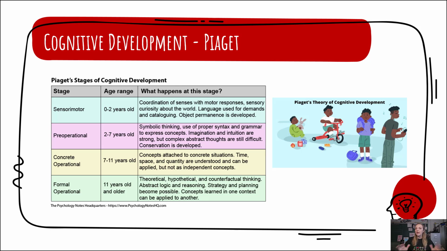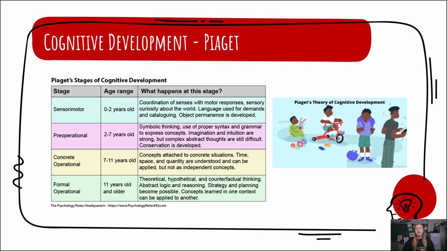So this is preschool age and kindergarten age. During this time period, children are starting to use symbolic thinking. So they're really starting to put words or phrases to describe objects. They're naming things. They're also starting to use proper syntax and grammar to express concepts that they know. They're using sentences to explain what they know about the world. During this stage, there's also an idea of imagination and intuition that start to become a major part of their development and their play. However, the child still really struggles with abstract concepts and hypothetical thinking. So they're really looking at logical, what's right in front of me.